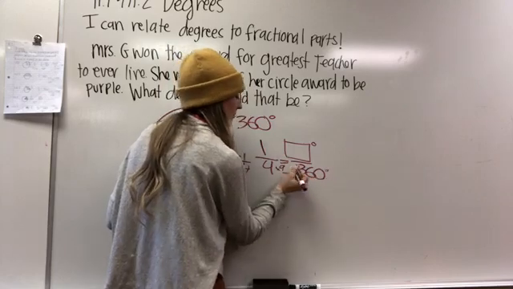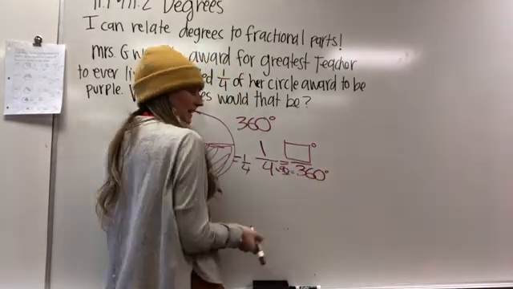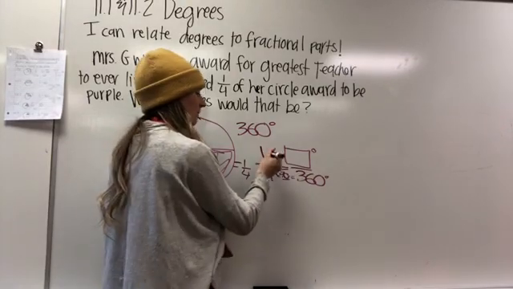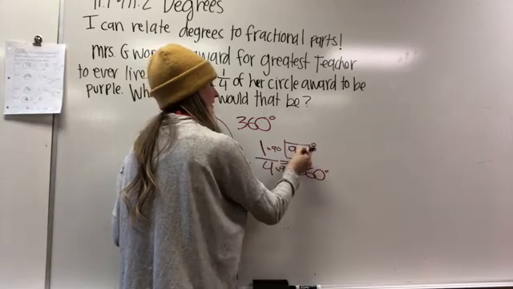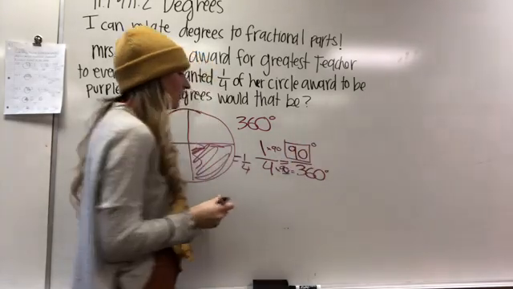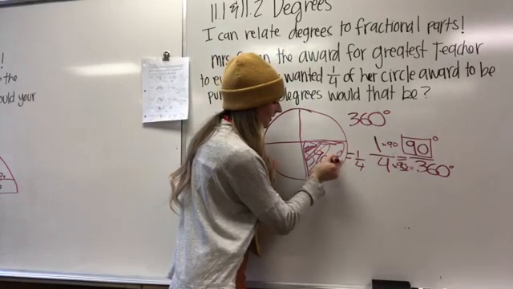Then we get the 0 back, put a 0 here. So 4 times 90 equals 360. Whatever you do to the bottom, do to the top. 1 times 90 is 90. So this shaded in part is 90 degrees.